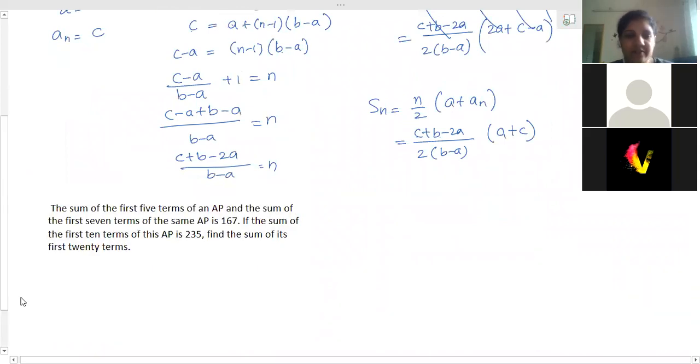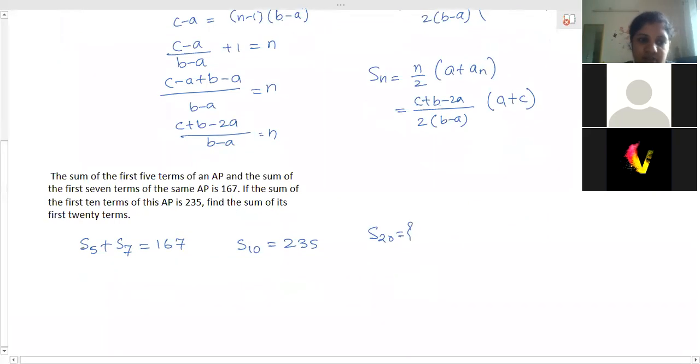Sum of the first 5 terms and sum of first 7 terms is equal to 167. And sum of first 10 terms is 235. Then find the sum of its first 20 terms. S5 is 5 by 2 into 2a plus 4d, n by 2, 2a plus n minus 1 into d, plus S7, that is 7 by 2, 2a plus 6d is equal to 167.